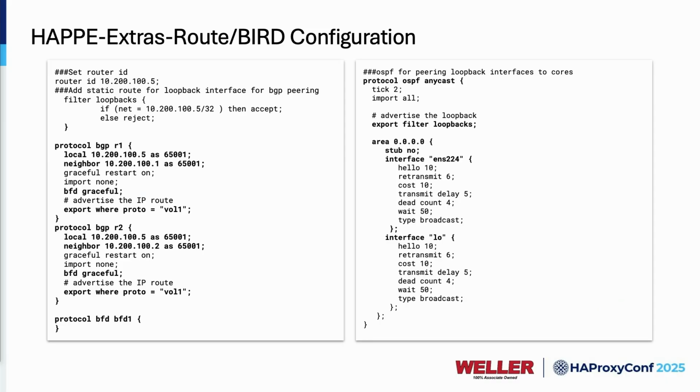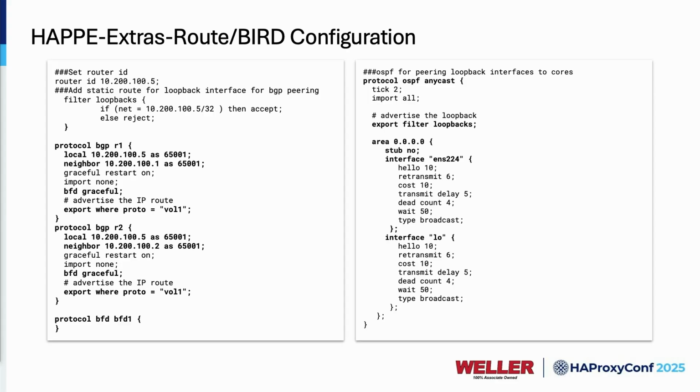This is what our Bird configuration looks like then. So you can see we have a couple BGP processes used to peer the load balancers directly with the cores. And you'll notice at the bottom of those sections, you see export where proto equals vol1. This is the volatile table that the route health injection module will store the routes in when applications are up or meet the conditions that we set.